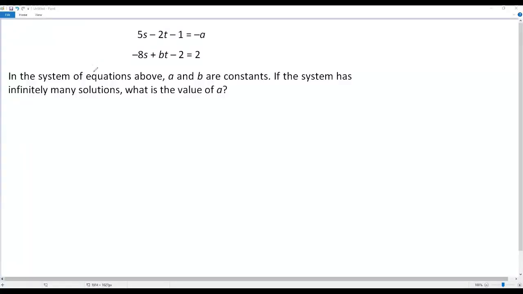Here we have a SAT math problem. Okay, let's go to the question. Here we have a system of two linear equations. In the system of equations above, A and B are constants. If the system has infinitely many solutions, what is the value of A?